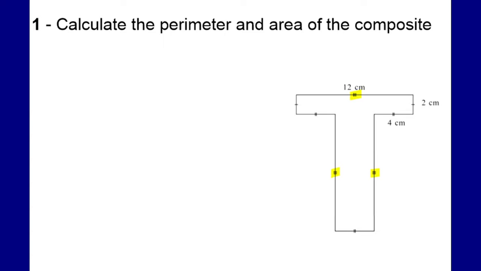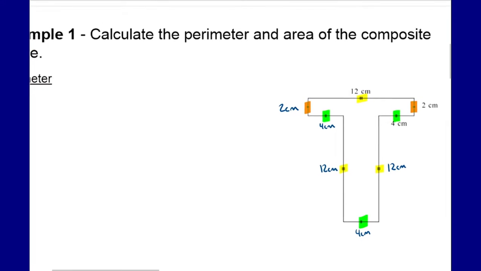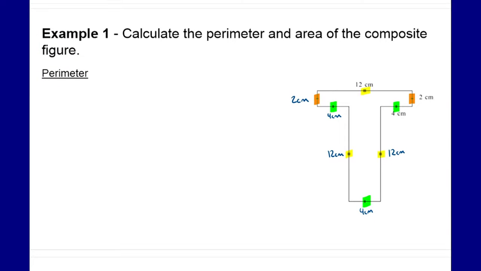So that tells me that this side is 12 centimeters and this side has a length of 12 centimeters. These little markings of 2 tell me that all of those sides or those lengths are 4 centimeters. And then the last one, a mark of 1, tells me that these two sides are 2 centimeters. Now that's enough information because the perimeter is the distance around this object.